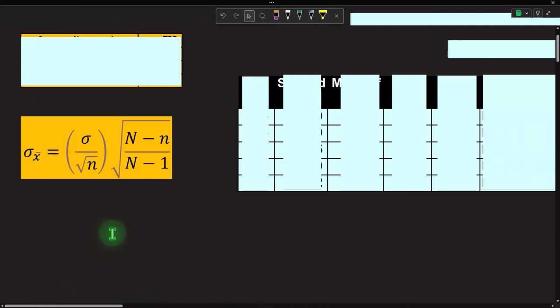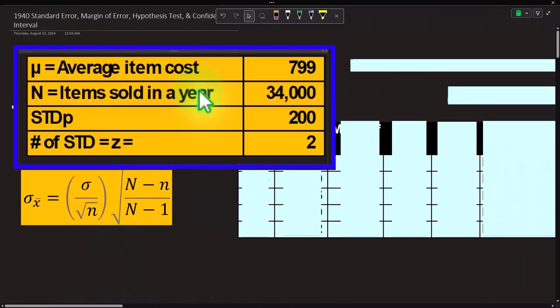So let's go back on over here, and we're going to say this is going to be our information. We'll say the mu, or the average item cost, is 799. So we're thinking about the average cost of an item, which is going to fluctuate in cost, possibly because we're talking about estimates, for example, in a construction job or something like that. N, large N, is the items sold in a year. So that's going to be our population, then large N, 34,000.